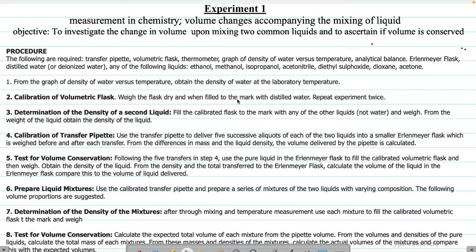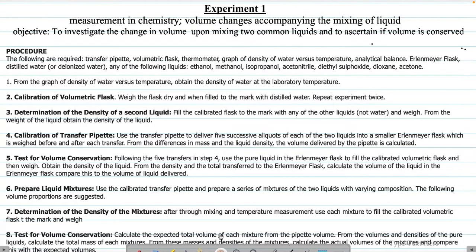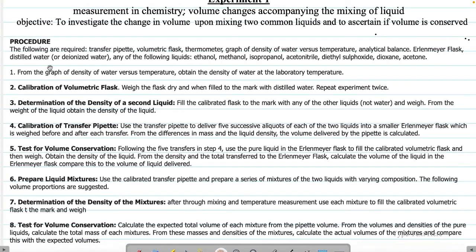The procedures are listed on the screen, but before we start talking about the procedures, it's very important we run through the apparatus that is needed here. We need transfer pipettes, volumetric flask, thermometer. This they won't really give to us. The graph of density versus water, they won't give to us. The analytical balance, yes, they will give to us.